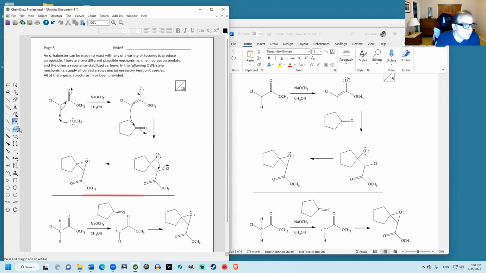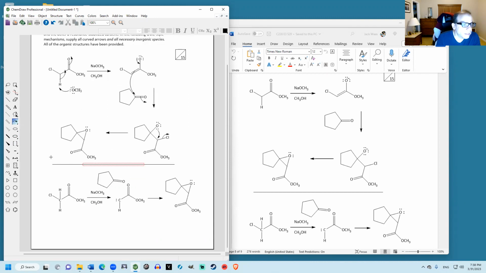But carbenes can sometimes be made by an alpha elimination, which is very rare. Not cooperating. Okay, finally.